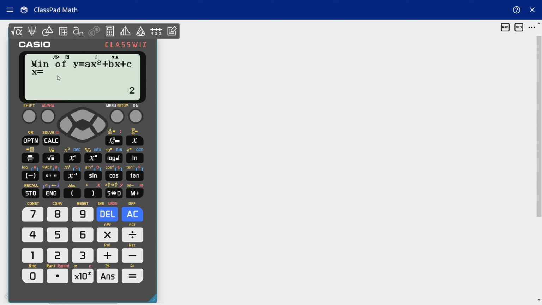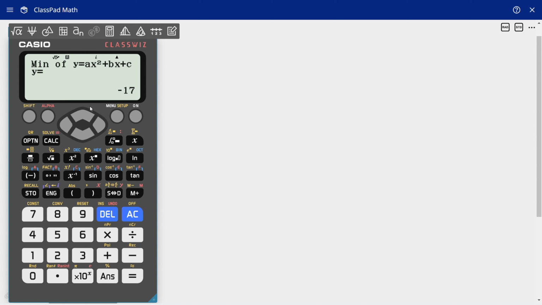So the minimum point, which would be the turning point of the graph, because we got a positive x squared, it's a smiley face, and the turning point is going to be x equals 2 and when y equals minus 17. So we can use these values, and that is the coordinates of the turning point when the graph turns into the opposite direction.